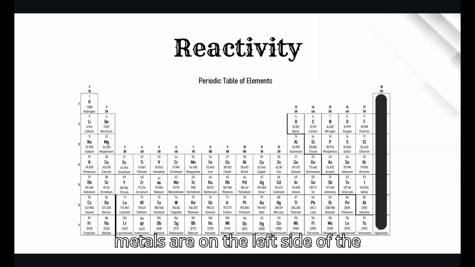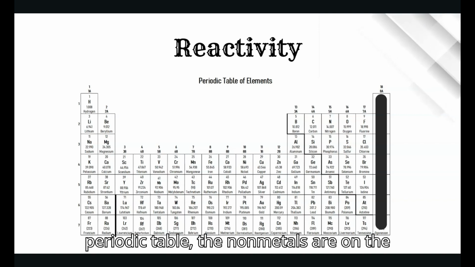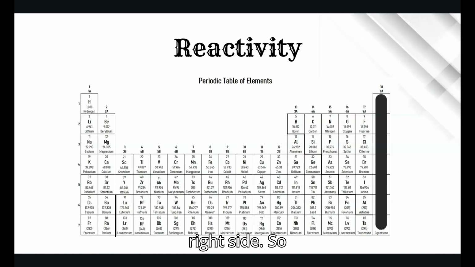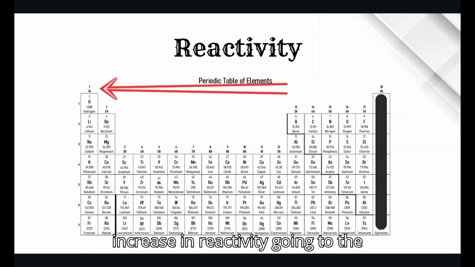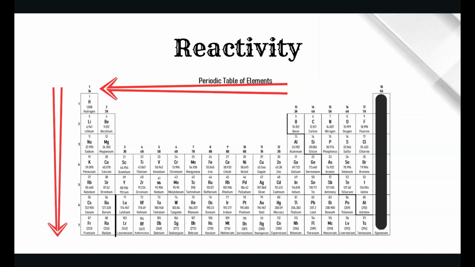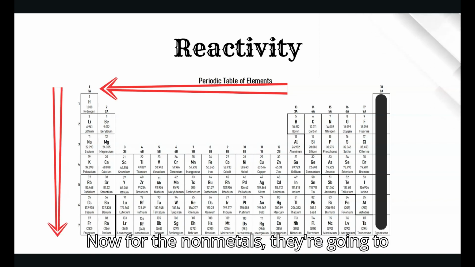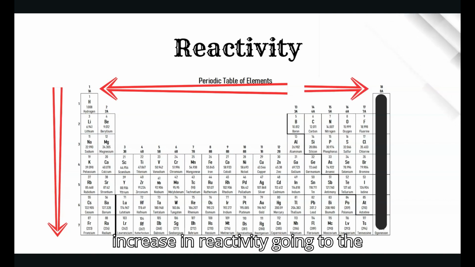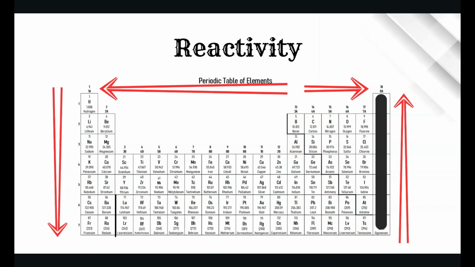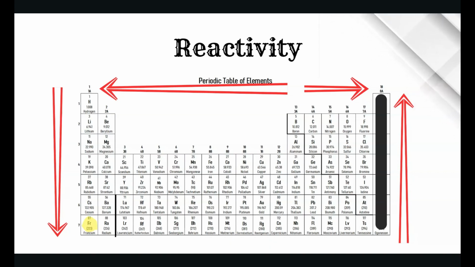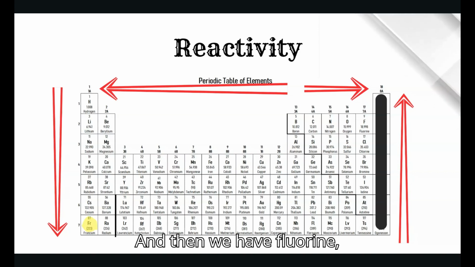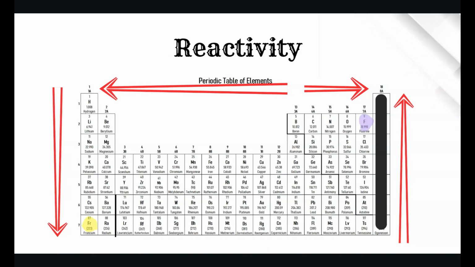So remember that the metals are on the left side of the periodic table, the non-metals are on the right side. So for the metals, they are going to increase in reactivity going to the left and going down. Now for the non-metals, they're going to increase in reactivity going to the right and increasing upward. So this means that francium is going to be the most reactive metal that we have. And then we have fluorine, which is the most reactive non-metal that we have.